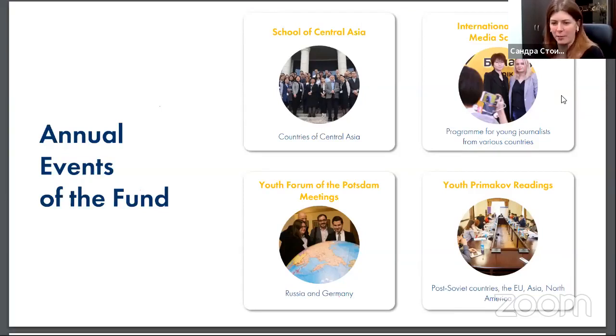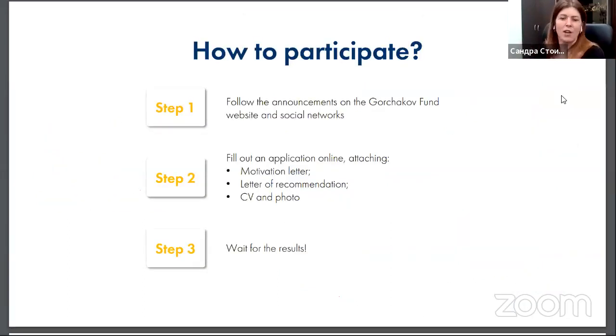And then we have other media schools, youth Primakov Readings, Potsdam meetings, etc. So if you follow us, not only by the grant direction, you can follow us and apply for different events regarding our personal events. By the way, if it's difficult for you to follow, for example, our website, we have a weekly digest. You can log in, you can apply to get this digest weekly and follow the news. Maybe something interesting will come up and you'll apply.